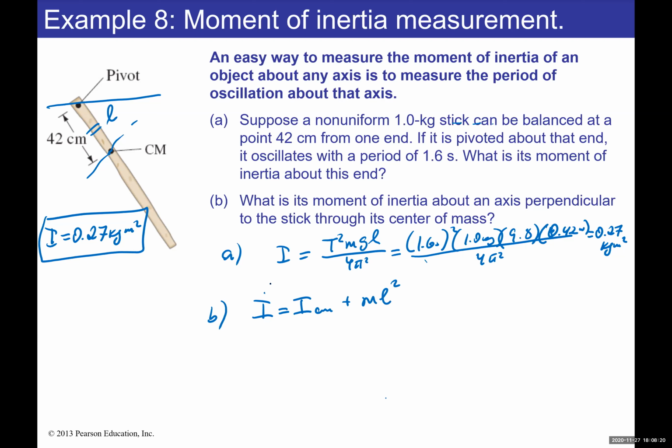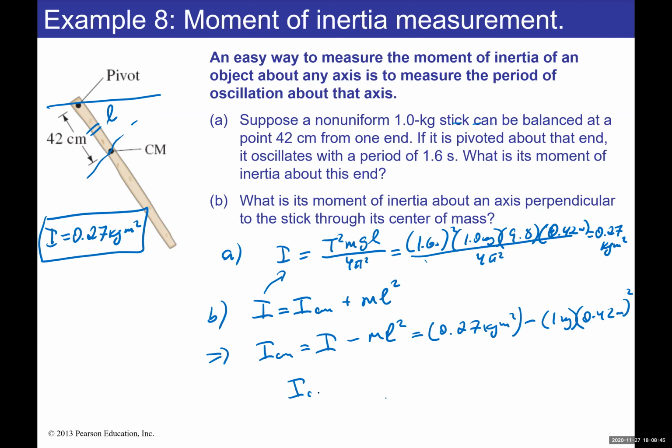And this is what I just calculated, right? I is the moment of inertia with respect to the pivot point. So I can rearrange this into I center of mass equals I of pivot point minus m L square. And I just calculate that, which is 0.27 kilograms meter square minus 1 kilogram times 0.42 meters square. The moment of inertia with respect to the center is 0.009 kilograms meter square. So that's the moment of inertia with respect to the center of mass.